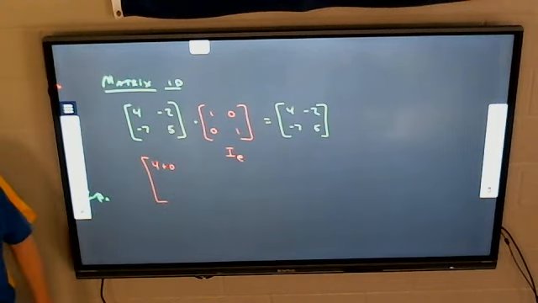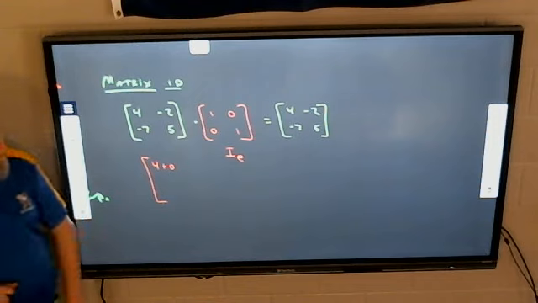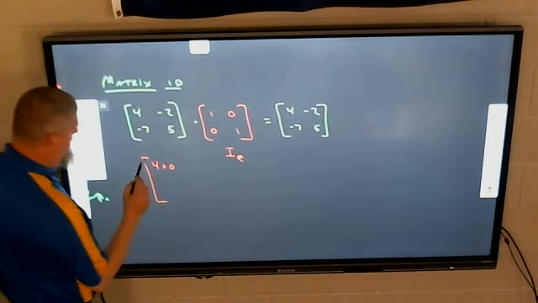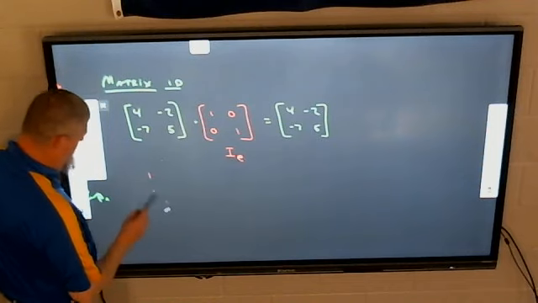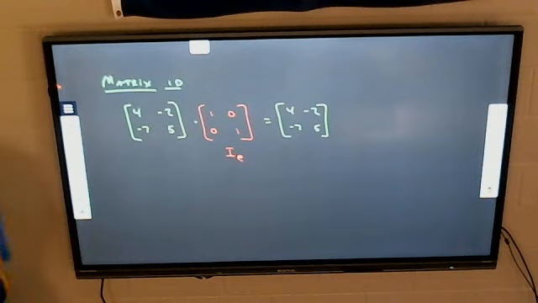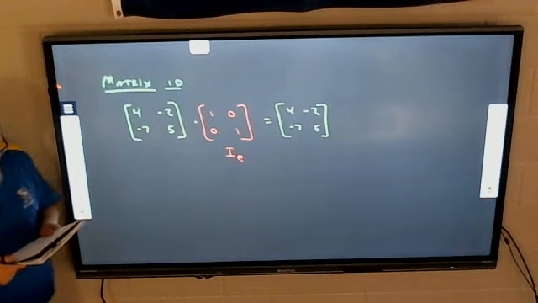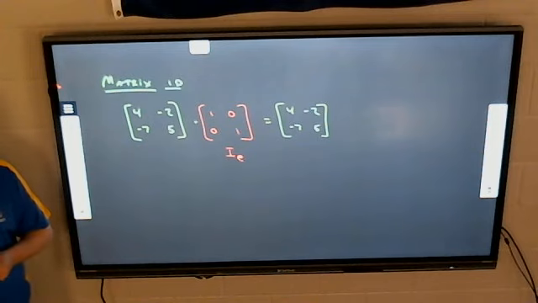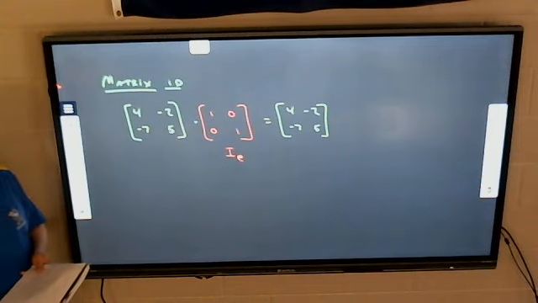So, we've seen that before, right? Yeah, with the row echelon form, 1, 0, 0, 1. Okay, so the identity element is 1, 0, 0, 1. Now, does it work on both sides? Only one way to find out, right?